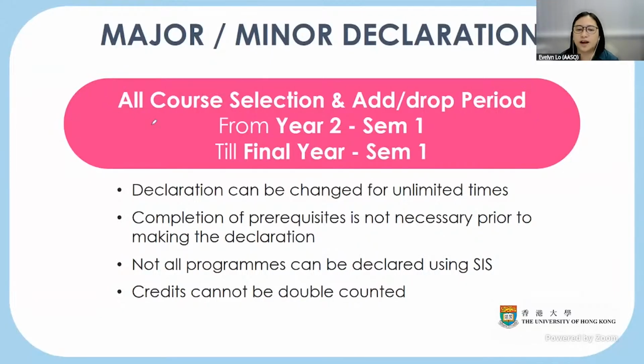And you don't have to complete the prerequisite before making the declaration. So if, say, the major requires you to take French 101, you don't have to complete French 101 before you make the declaration, as long as it could be declared through the system. So not all programs can be declared using SIS.